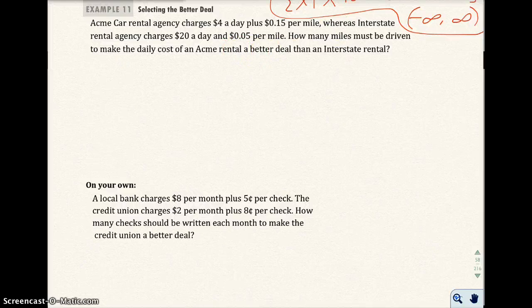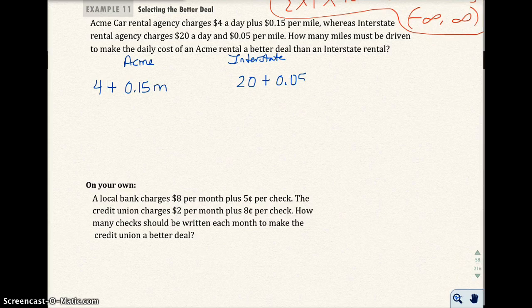Okay, so Acme, we'll go ahead and write here Acme versus the other rental place, Interstate. Acme charges $4 a day plus 15 cents per mile. We don't know how many miles we're going to drive, so we'll call that m. And Interstate Rental charges $20 plus 5 cents per mile. Again, we don't know how many miles. How many miles must be driven to make the cost of Acme Rental a better deal? So we want Acme to be less than Interstate. That'd be a better deal.